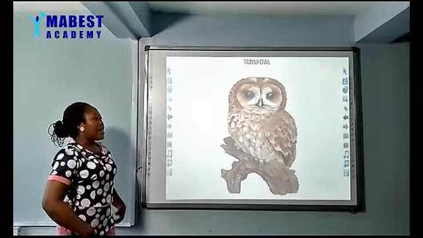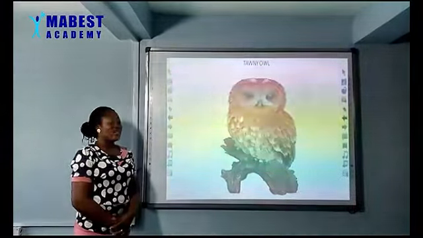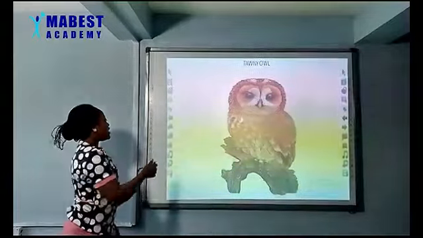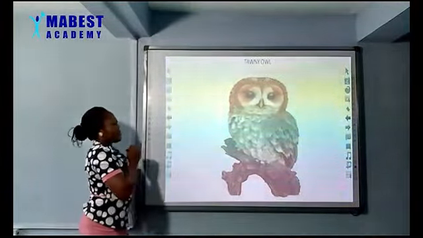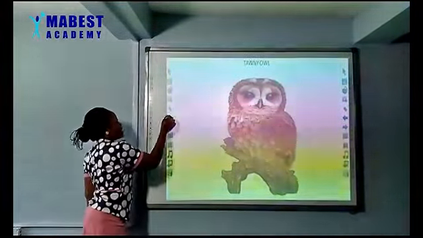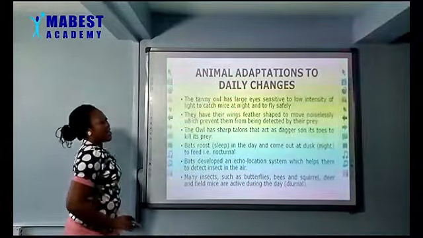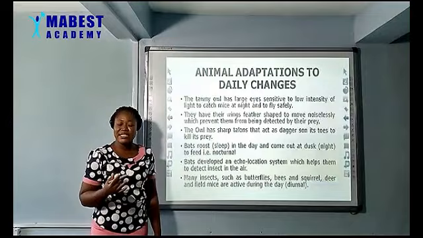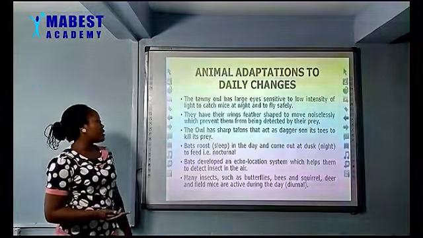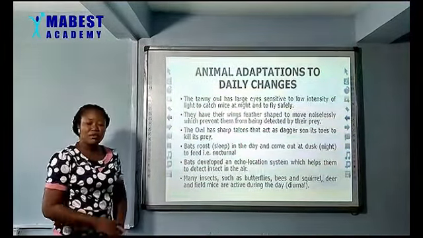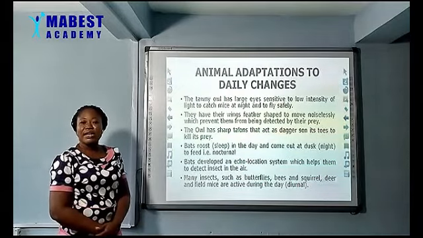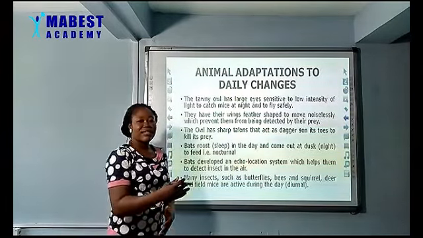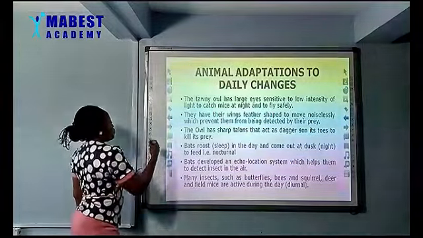Sensitive at low intensity at night to catch mice, and they can easily feed on them. Another beautiful thing about this tawny owl is that their wings are feather shaped. They move noiselessly. You know the meaning? Even when they are coming, other organisms will not know that they are around. So they move quietly towards their prey to pick them up.